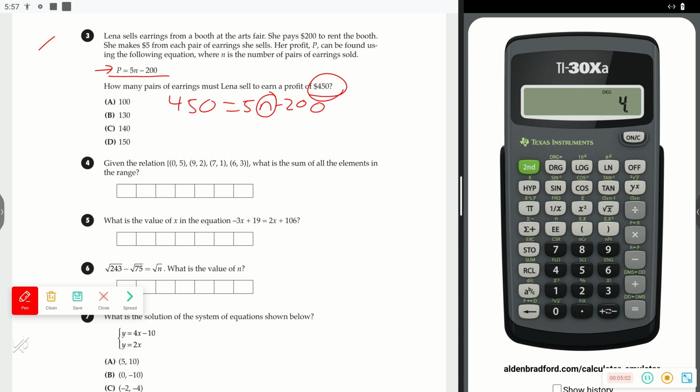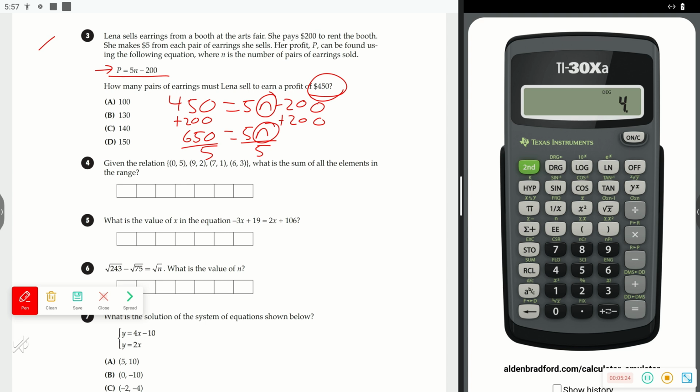It doesn't matter if it's the right-hand side or the left-hand side. In this case, it's going to end up being on the right-hand side, but that's fine. So we're going to add 200, add 200. 450 plus 200 is 650 equals 5n. And then we're going to divide both sides by 5. The 5 divided by 5 is going to be 1. So the only thing we're going to have left on this side is n.